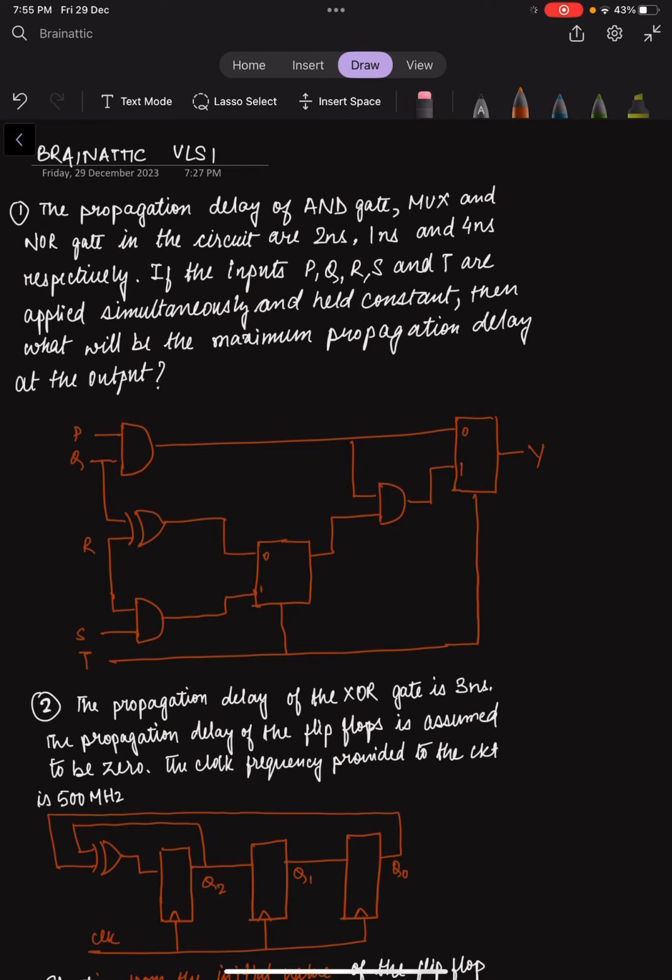In this first question, we have the propagation delay of AND gate, MUX and NOR gate in the circuit as 2 nanoseconds, 1 nanosecond and 4 nanoseconds respectively. If the inputs P, Q, R, S and T are applied simultaneously and held constant, then what will be the maximum propagation delay at the output? The circuit is given to us. We have to analyze the maximum propagation delay at the output.